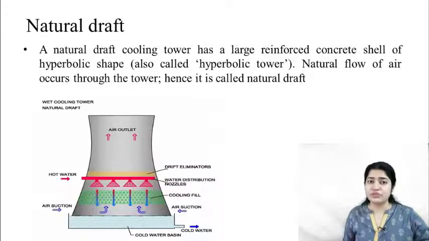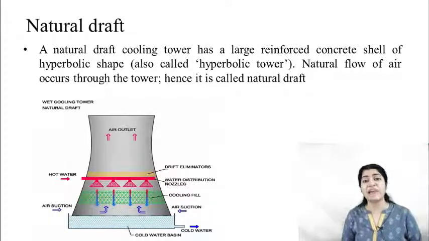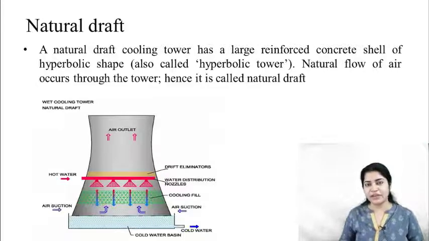Now natural draft. A natural draft cooling tower has a large reinforced concrete shell of hyperbolic shape. You can see that this is your natural draft cooling tower. It is also called a hyperbolic tower. You can see the structure of it, it is a hyperbola form. Natural flow of air occurs through the tower, hence it is called natural draft. See here, as the temperature of air changes, density changes, and because of that a natural draft of air occurs.